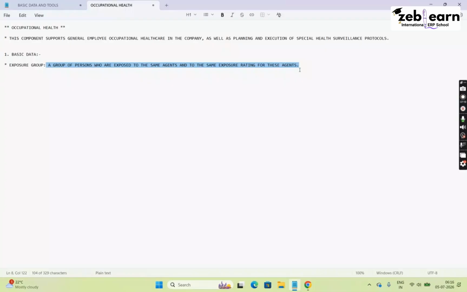A group of employees continuously exposed to the same kind of hazardous material in the same place, same age group of people. But employees can be of different age group, no?